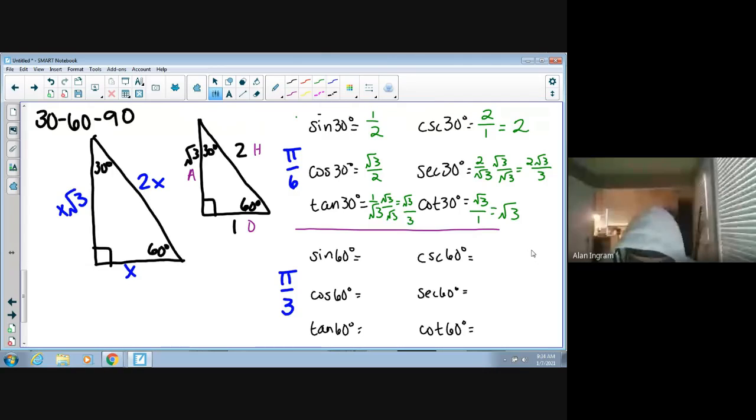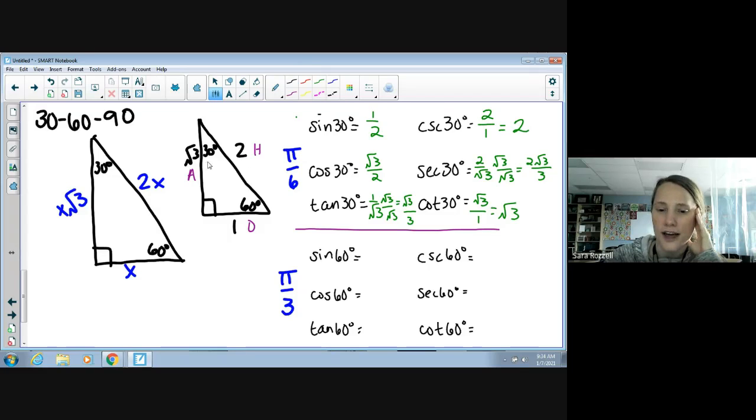What about cosine 30? Cosine 30, that was adjacent over hypotenuse, which is √3 over 2. If the number on the bottom isn't the square root, you don't have to do any rationalizing. It's just the ones on the bottom.